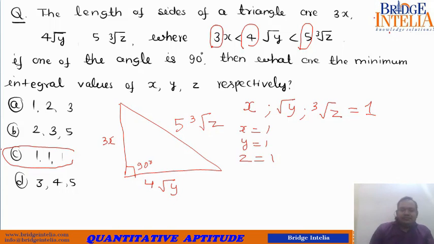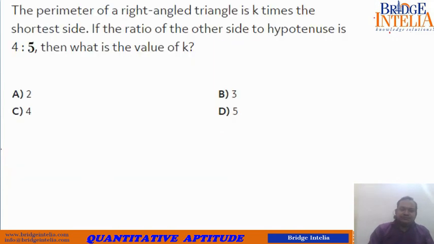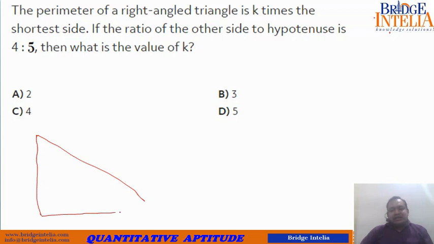Now let's move to the next one. The perimeter of a right angle triangle is k times the shortest side. If the ratio of the other side to the hypotenuse is 4:5, then what is the value of k? What is the question? Let us understand first. So we know that there is a right angle triangle, so let's draw that first.